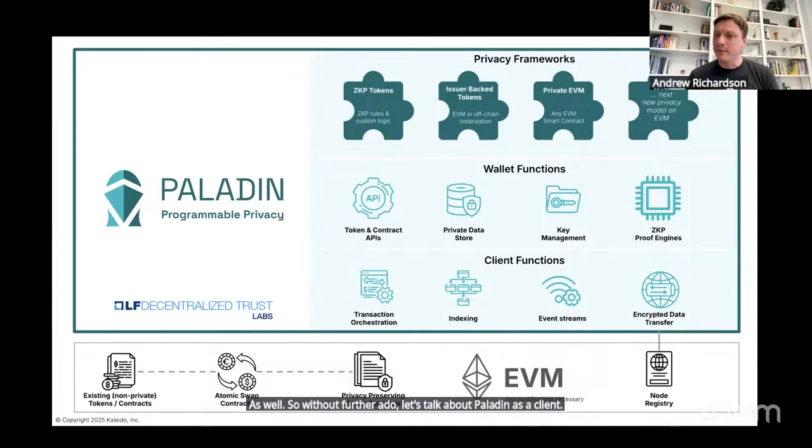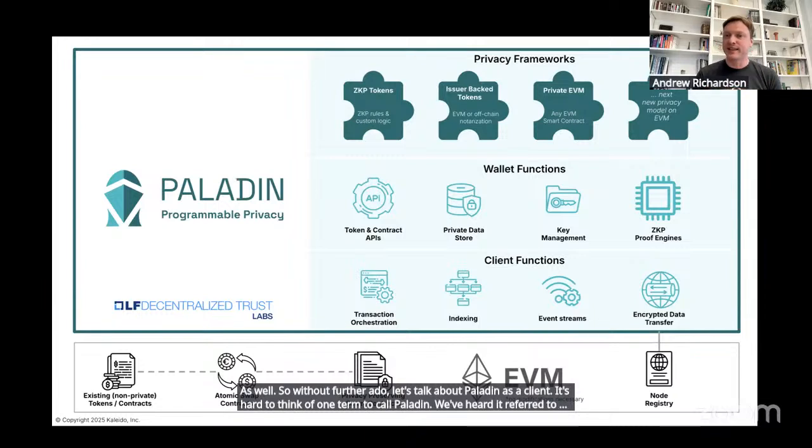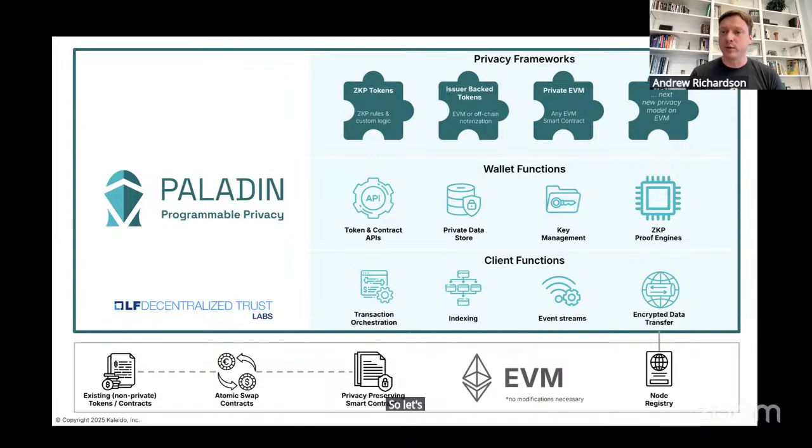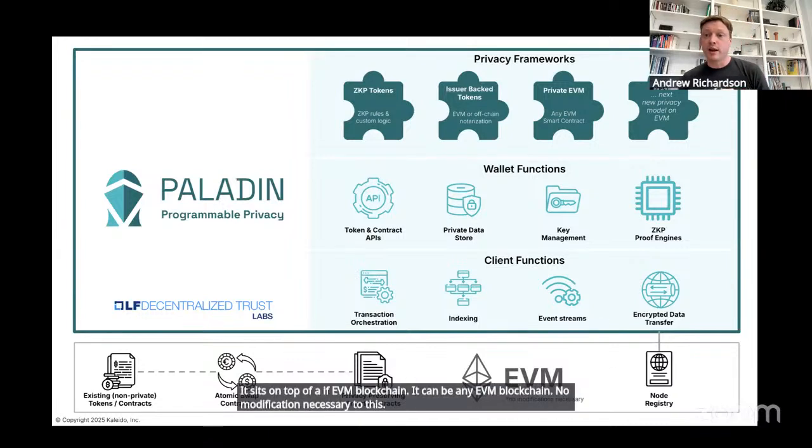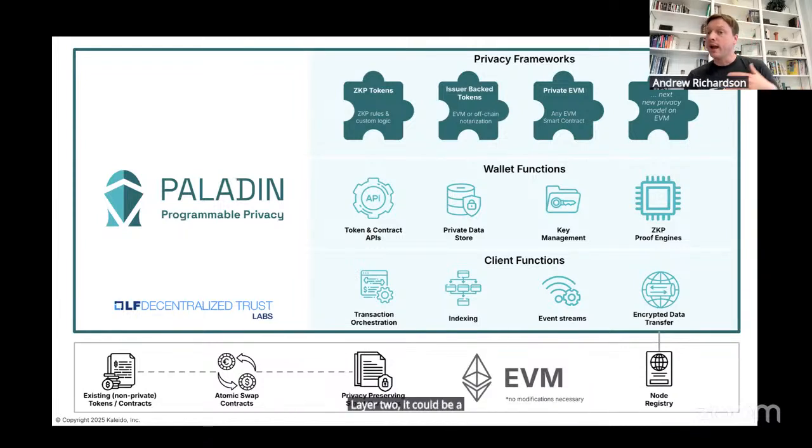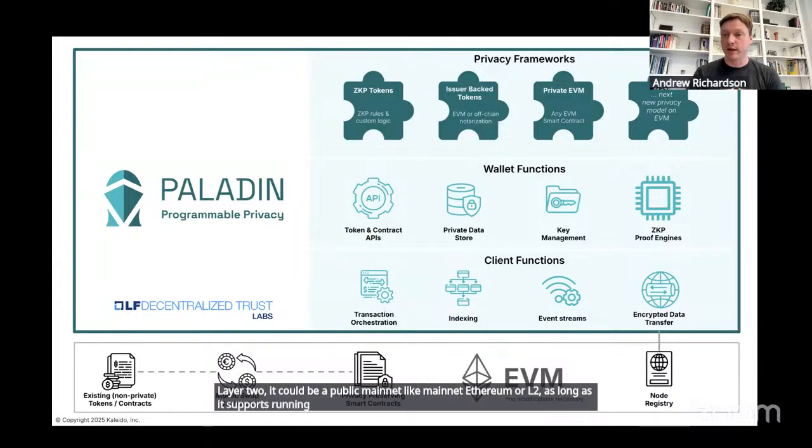It's hard to think of one term to call Paladin. We've heard it referred to as a node, as a vault, as a wallet. So let's just really talk about what it is and what it does. It sits on top of an EVM blockchain. It can be any EVM blockchain, no modification necessary. It could be a permissioned blockchain running Hyperledger Besu. It could be a roll-up as a service. It could be a layer 2. It could be a public mainnet like mainnet Ethereum or L2, as long as it supports running EVM smart contracts.